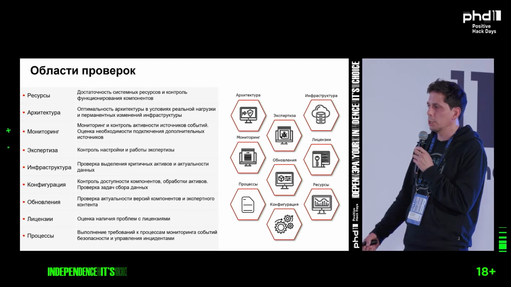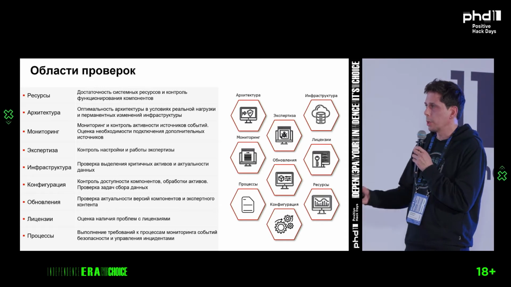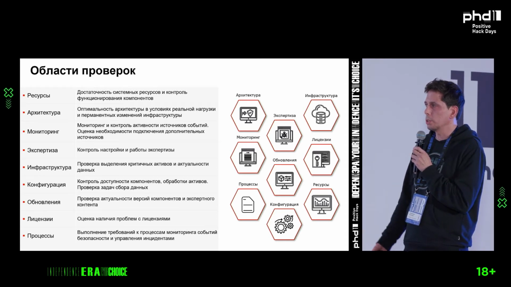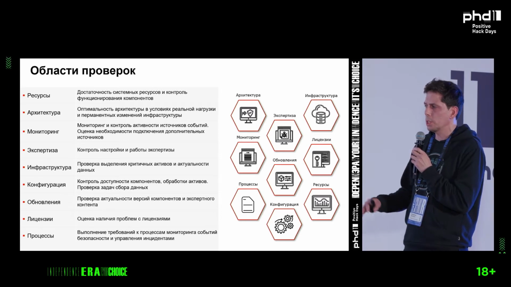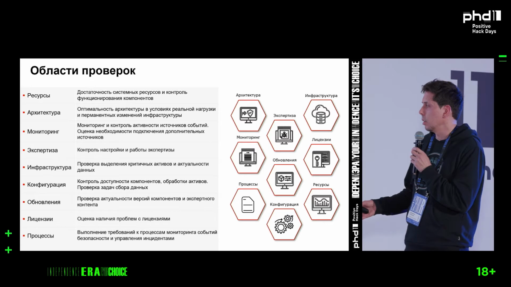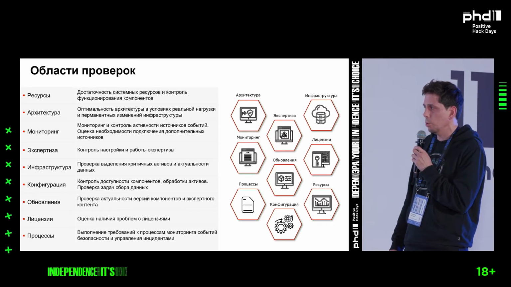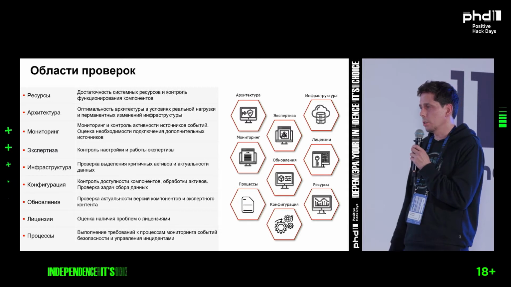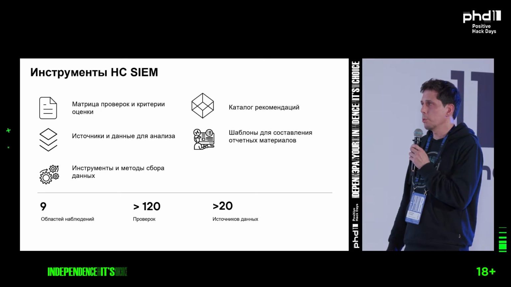A bird's eye view of it shows that out of 120 checks, or at least 120 checks, fall into the following categories: resources, architecture, monitoring, expertise, infrastructure, configuration, updates, licenses, and processes. Many categories, in fact, but assessing each of these areas indeed helps us come up with a comprehensive system assessment.